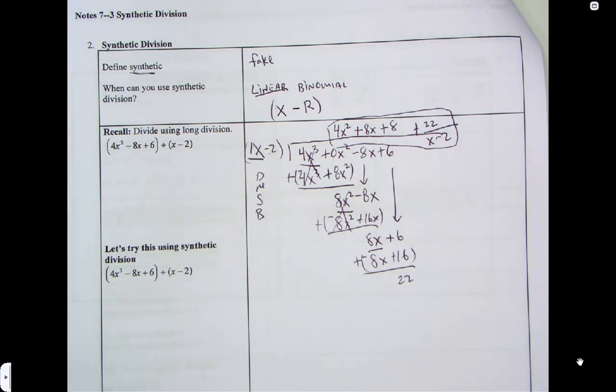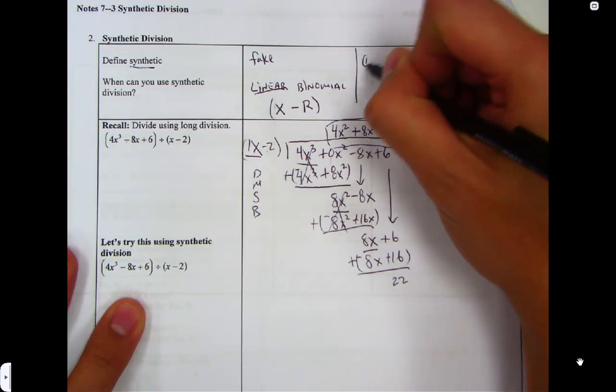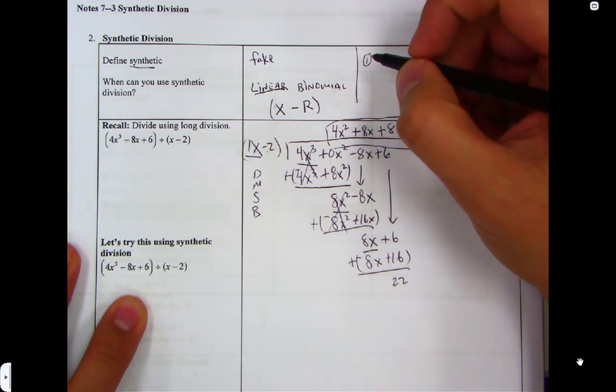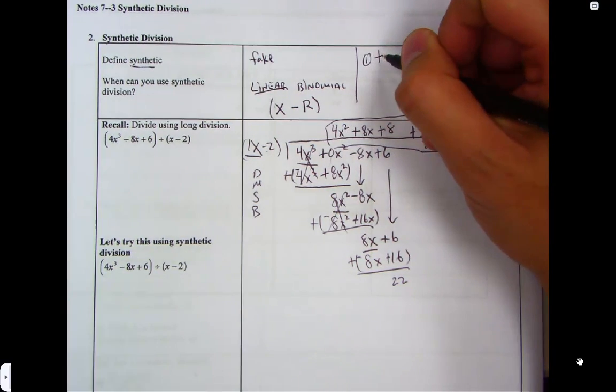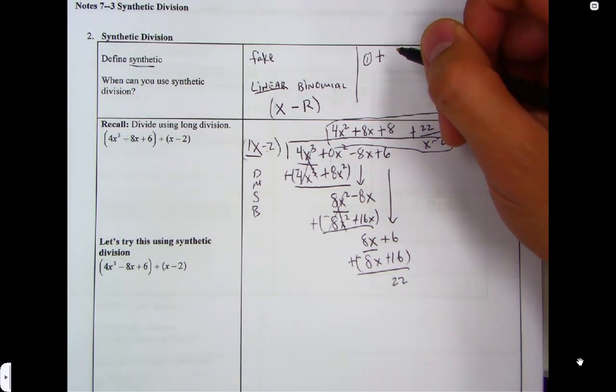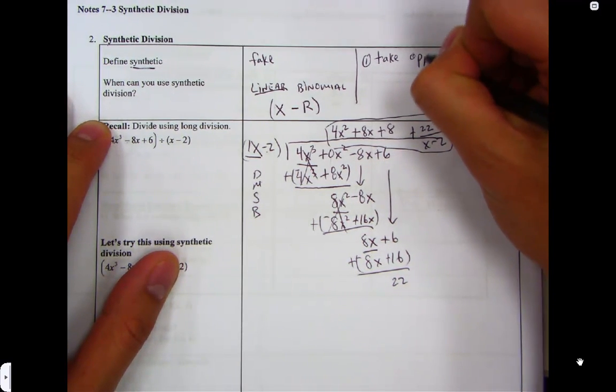Okay, now let's try using synthetic division. But first we're going to write the steps. So we'll write the steps here. The first step is to take the opposite of the linear binomial.